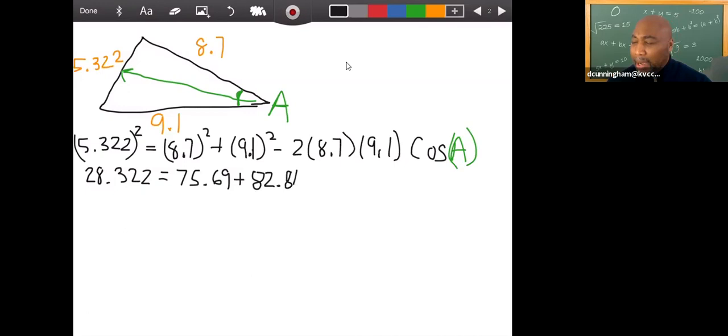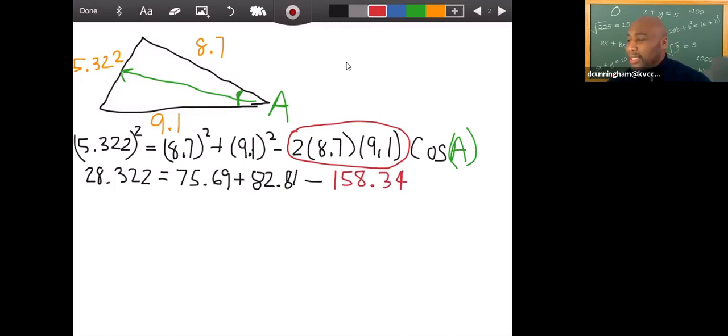82.81 minus, now notice what I'm going to do here. I'm just going to multiply 2 times this number here. I circle it in red. I'm going to write it down in red. It's 158.34. That's what that's equal to, times the cosine of A.